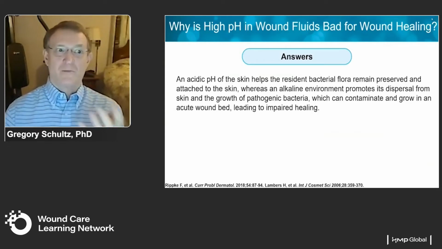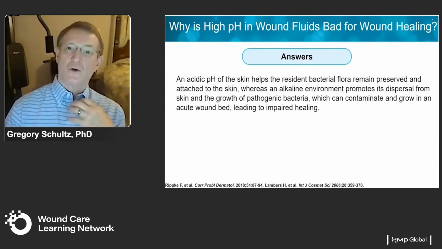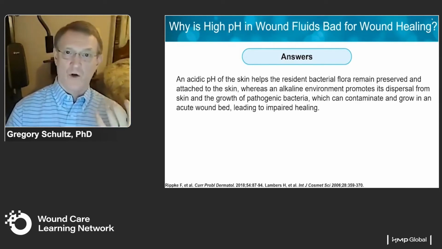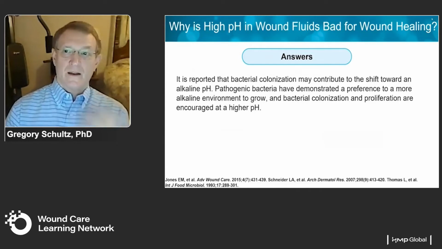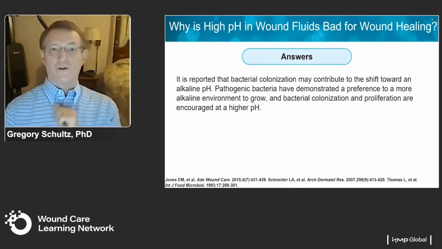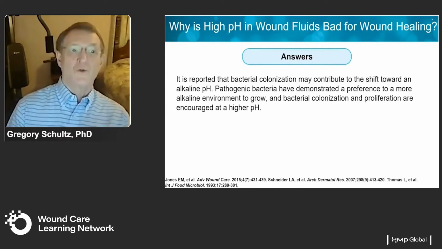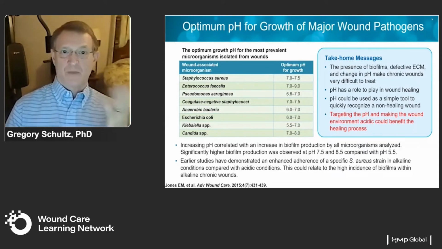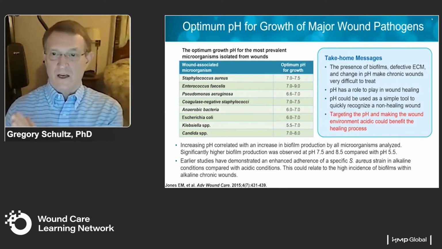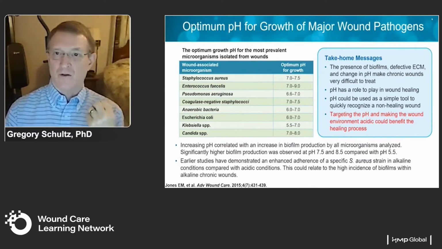So why is high pH in wound bed bad? Well, there's several answers. As I'll show you, it helps for many types of bacteria that are pathogenic to have a better optimum environment to grow. As I'll show you, also to help the formation of biofilms. And it's reported that bacterial colonization may contribute to this shift of the alkaline pH. And as I said, pathogenic bacteria and biofilms tend to prefer to exist at a higher pH. And if you look at the optimum growth pH for most of the prevalent microorganisms, the pathogens, you can see that almost all of them have a slightly basic pH away from the acidic pH that would be more favorable to the functioning of the neutrophils and macrophages.